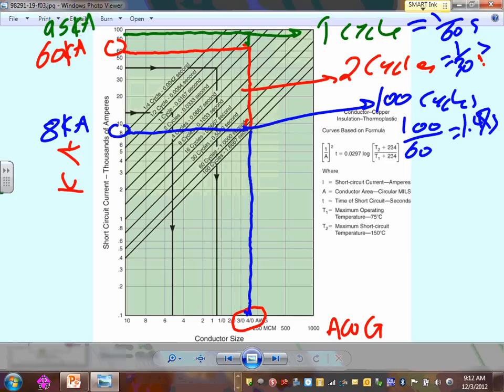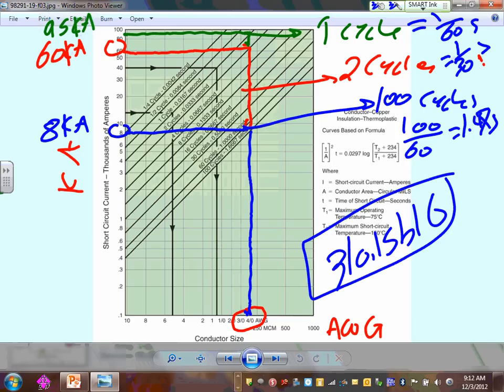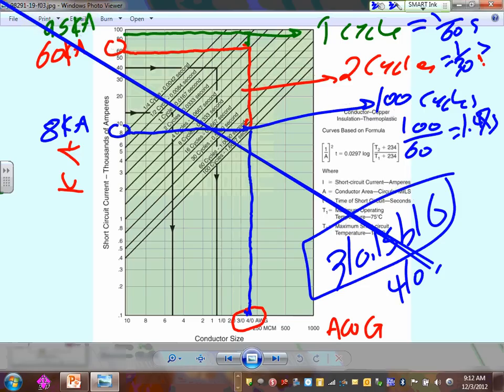Any comments, any questions? So this curve decides the size of the conductor based on the short circuit. This is equivalent to Table 310.15(B)(16). You remember 310.15(B)(16)? Take a 4/0. How much current can 4/0 carry? 250, I think. Anybody? 230, I'm close enough. 230 amps. So 310.15(B)(16) tells you that the 4/0 can carry 230 amps, but it doesn't tell you how much short circuit this conductor can handle.